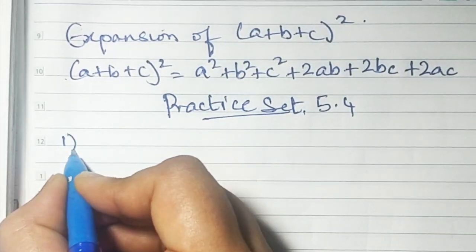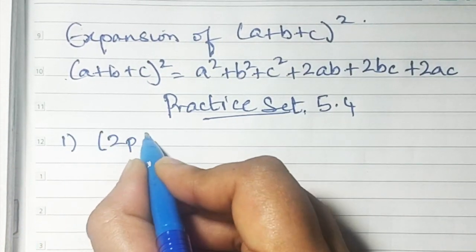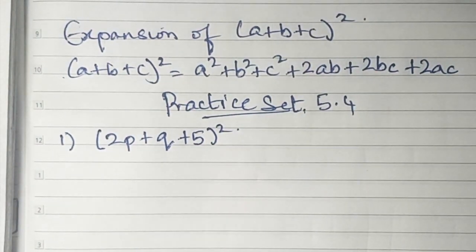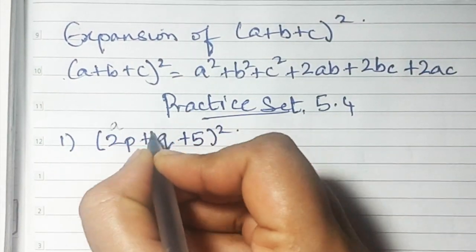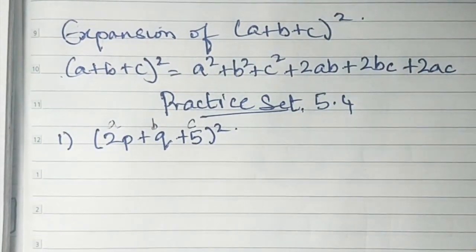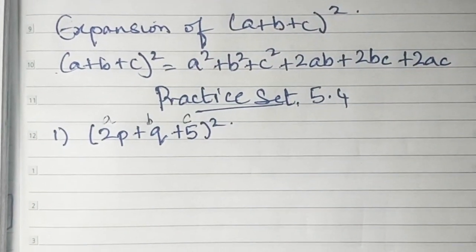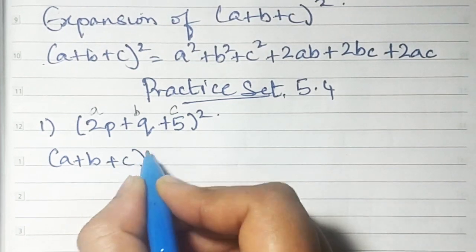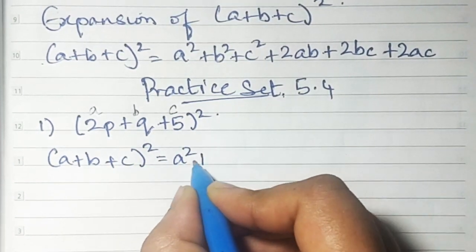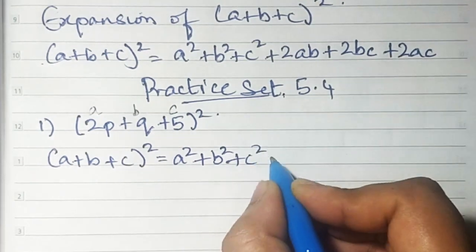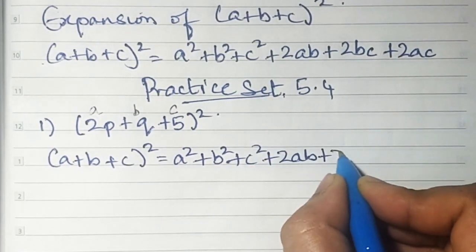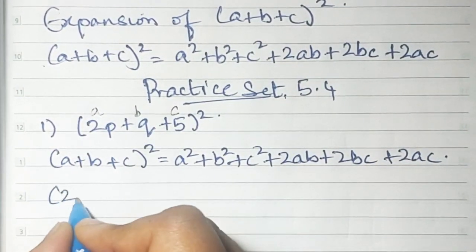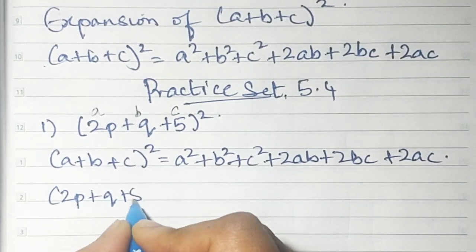The first sum says (2p plus q plus 5) the whole square. Let's mark what is a, b and c. This is a, this is b and this is c. Write the formula first. The formula is (a plus b plus c) the whole square is a square plus b square plus c square plus 2ab plus 2bc plus 2ac. Take the question down and start substituting: (2p plus q plus 5) the whole square.